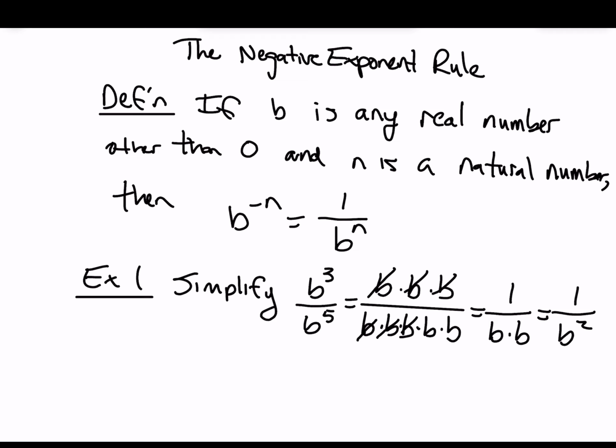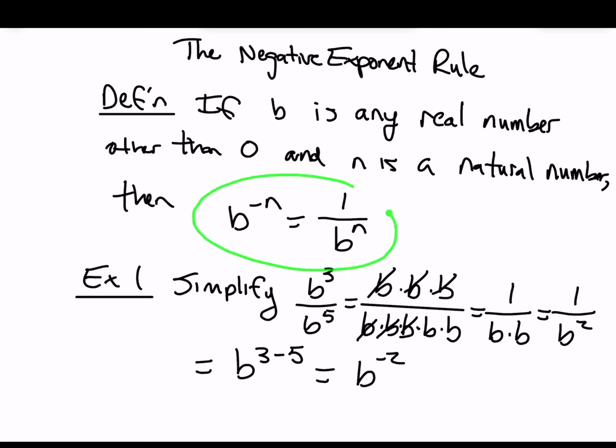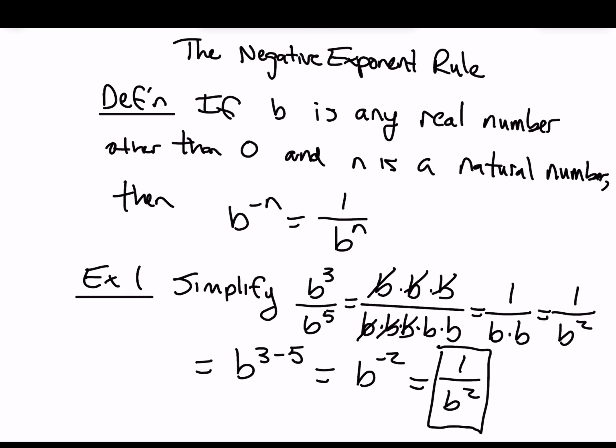Another way we could have thought about that was b to the 3 minus 5, which is b to the negative 2. The negative exponent rule says that we can use the reciprocal and write it as 1 over b to the 2 power, which is what we will do. In our final answers, we always want to have exponents be positive, not negative. Let's try another example where we write expressions with positive exponents.